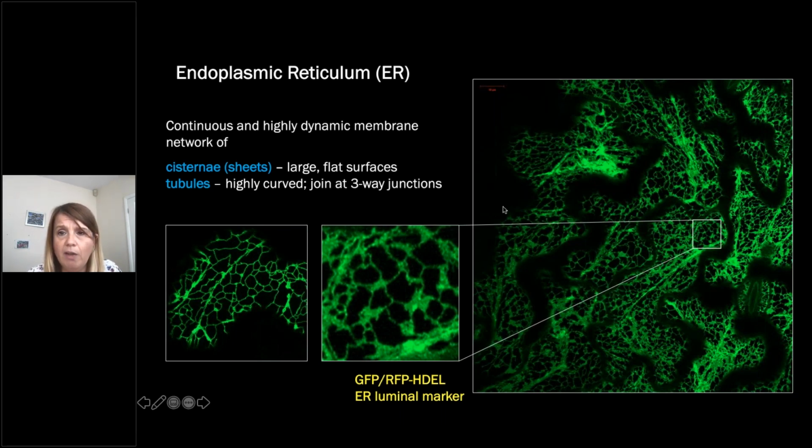A quick note is that most, if not all, I think, of the images that I'm going to present today, the ER is labelled with either GFP or RFP-HDEL, and this is simply the fluorescent protein tagged with the 4 amino acids HDEL, which acts as an ER retention motif and retains the fluorescent protein in the ER lumen, and is a really good way of lighting up the ER.